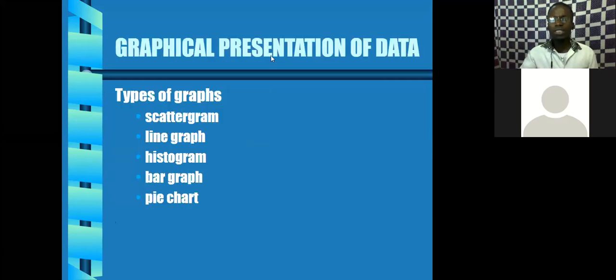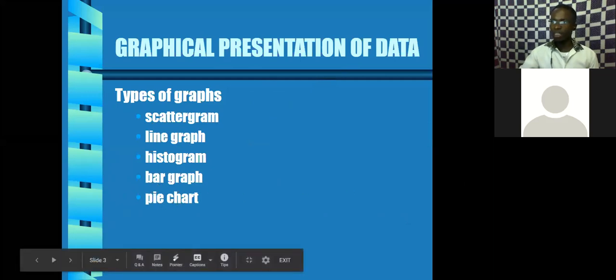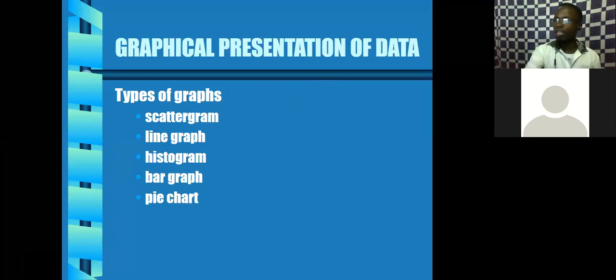Okay, so let's look at graphical presentation of data. Now, how do you represent data? There are several ways of graphically representing data, and some of them include the scattergram, the line graph, histogram, bar graph, and the pie chart. Okay, so let's look at each one of them in a bit more detail.